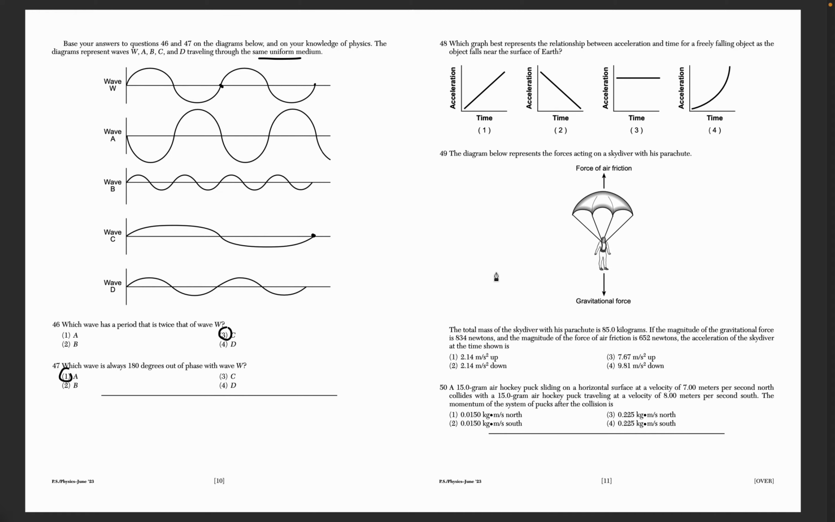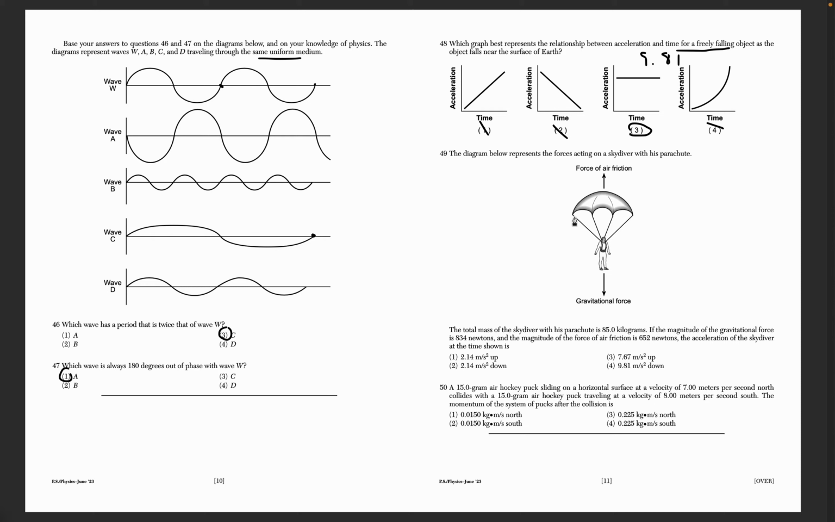Which graph best represents the relationship between acceleration and time for a freely falling object? It's freely falling, so the acceleration will always be 9.81 regardless of any point in time. The velocity will be increasing, but it will still maintain that 9.81 acceleration. So it should not be increasing or decreasing, it should remain the same because it's in free fall.